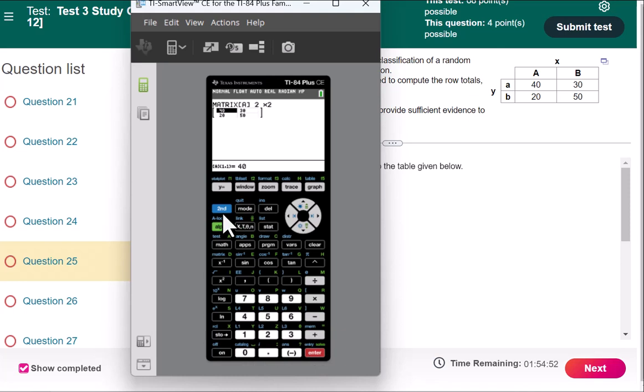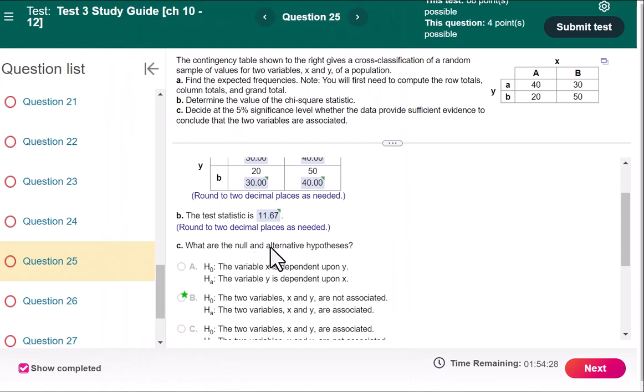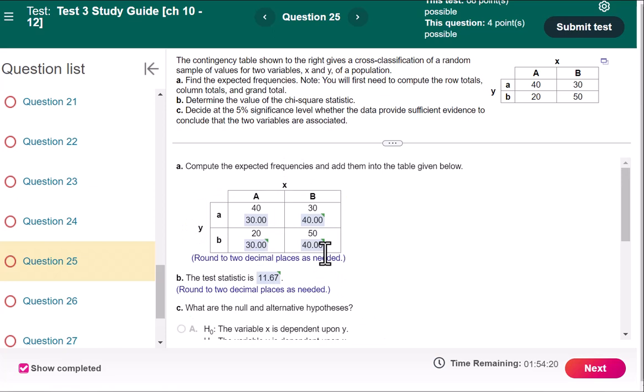Okay, now guys, we're just going to quit and go to stat, tests, chi-square test. The calculator is going to put the expected values in B, and that's what he's asking for. And not only that, it's going to give us the test statistic. The test statistic is 11.67, and look at the p-value, it's very small, it's 0.0006. So that's the test statistic. And the p-value is less than alpha, we reject the null hypothesis. And we conclude that there is enough evidence to support the claim that the variables are associated.